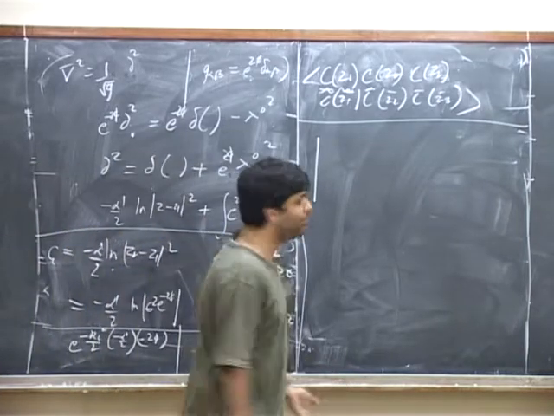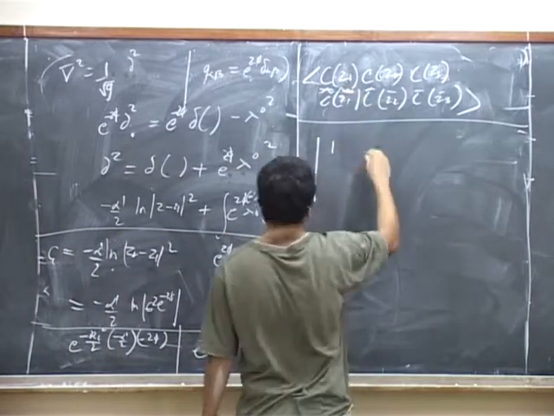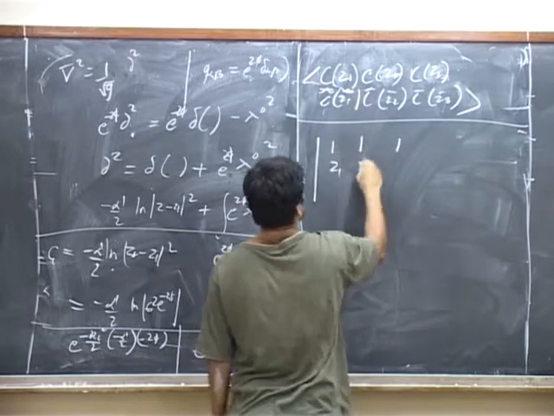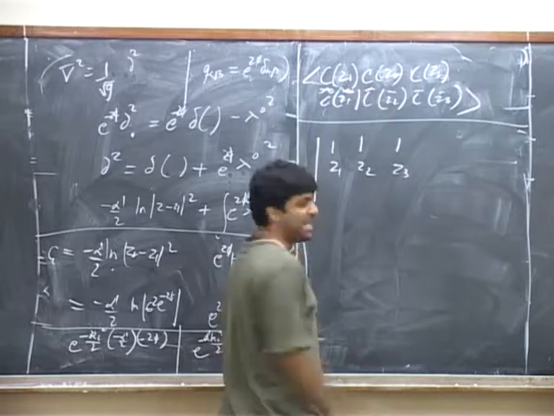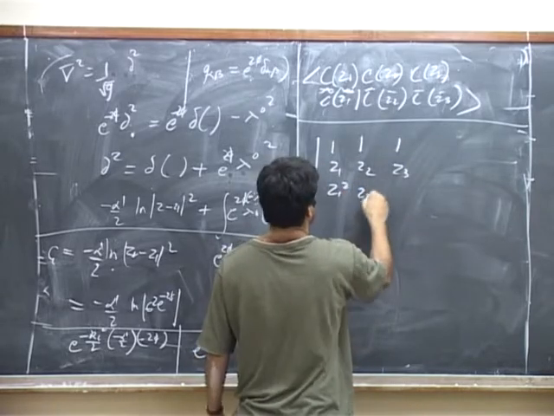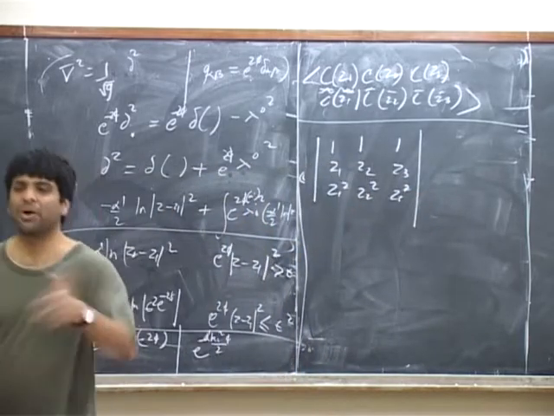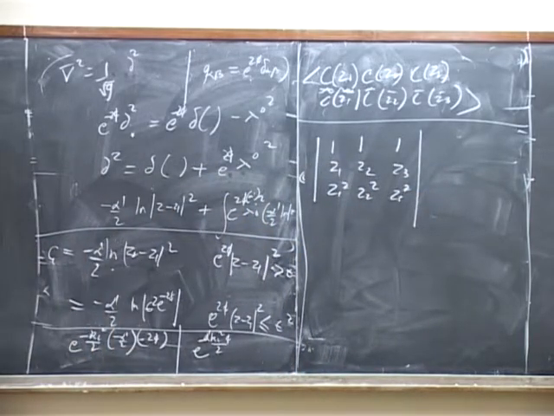Okay? So what we want is constant evaluated at Z1, Z2, Z3. Z evaluated at Z1, Z2, Z3. Z square evaluated at Z1, Z2, Z3. Times the complex conjugate. Okay? Now what is this determinant?